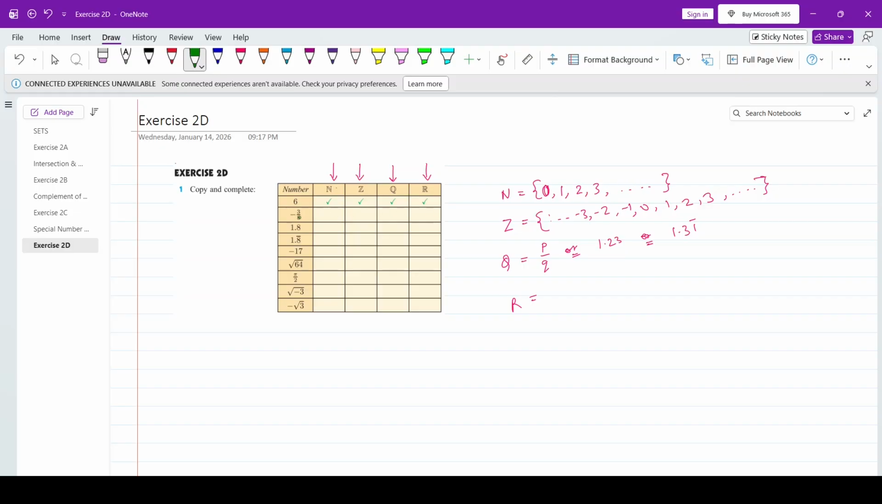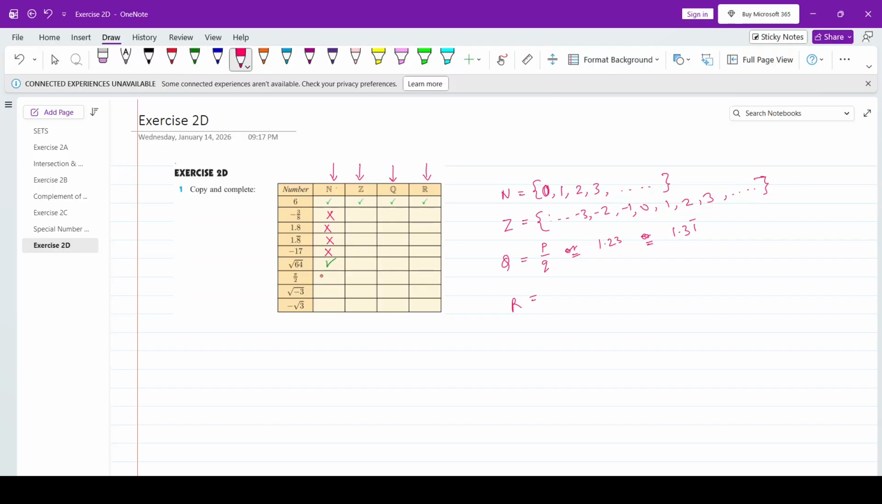Negative 3 by 8 is not a natural number. 1.8 is not a natural number. 1.8 bar is not a natural number. Negative 17 is not a natural number. Square root of 64, that will be 8. Yes, this is a natural number.